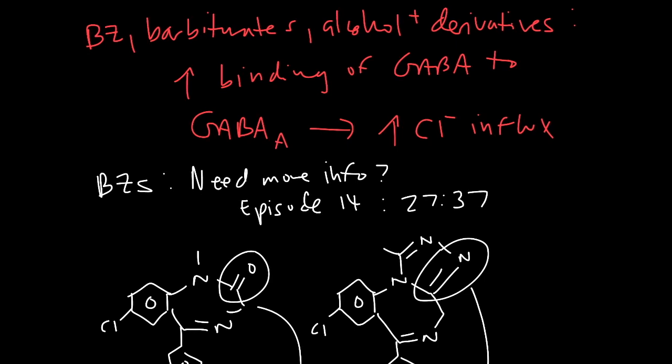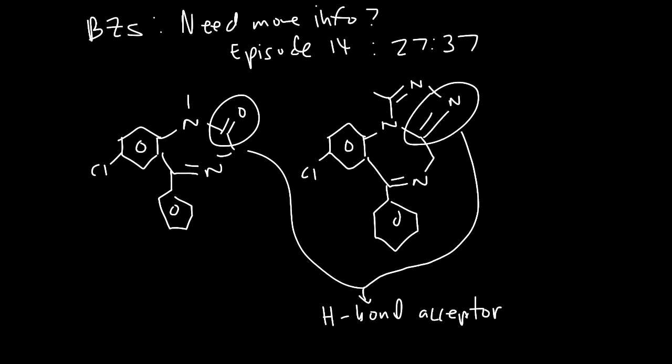The benzodiazepines, if you need more information, if in case you haven't had enough already, refer to episode 14 at 27 minutes, 37 seconds. The only thing I wanted to point out from this is that at this part of the molecule, you have a hydrogen bond acceptor. If you remember the last video, if not, please review episode 14 at minute 27, 37 seconds. So this acts as your hydrogen bond acceptor, and this also acts as a hydrogen bond acceptor because these are isosteres.